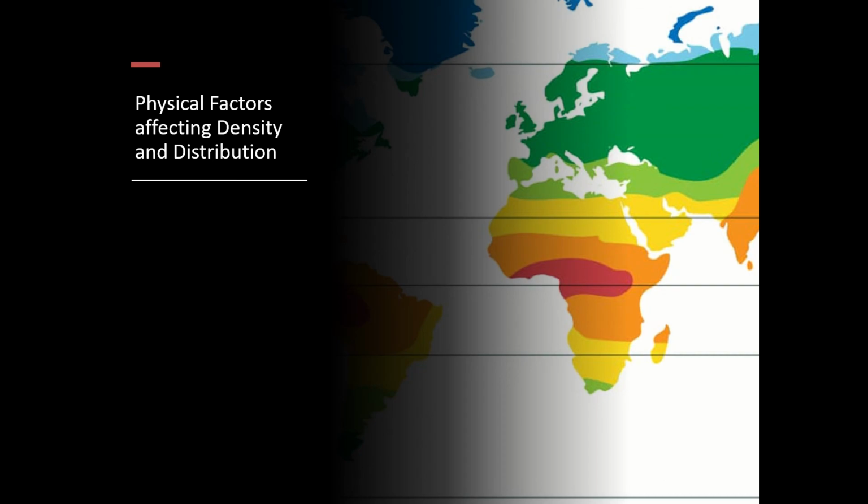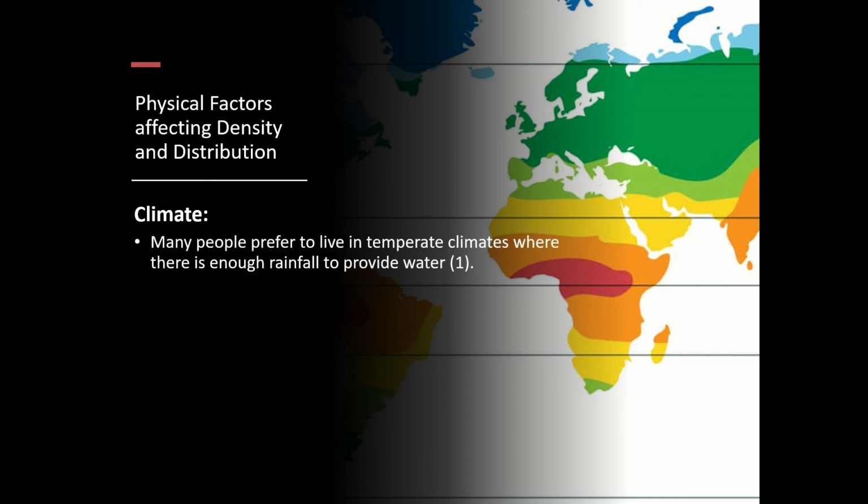So let's look at the physical factors first of all, affecting population density. These can be broken down into various subheadings, and you could take notes as you go through this presentation. In warmer climates, that's going to impact on the amount of rainfall. So temperate climates means milder climates where there's enough rainfall to provide water. So where it's too hot, it'll be too dry and there won't be enough water for people to live.